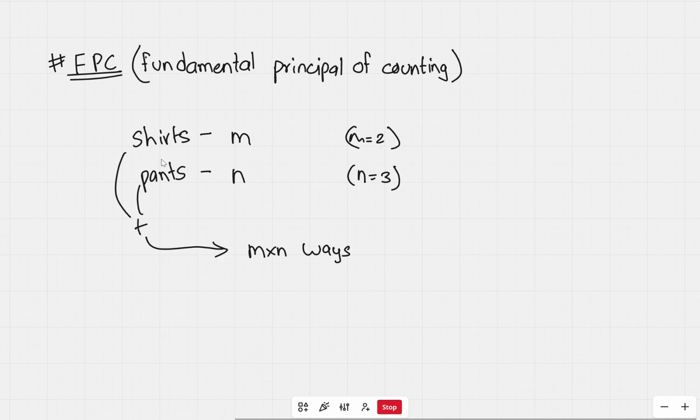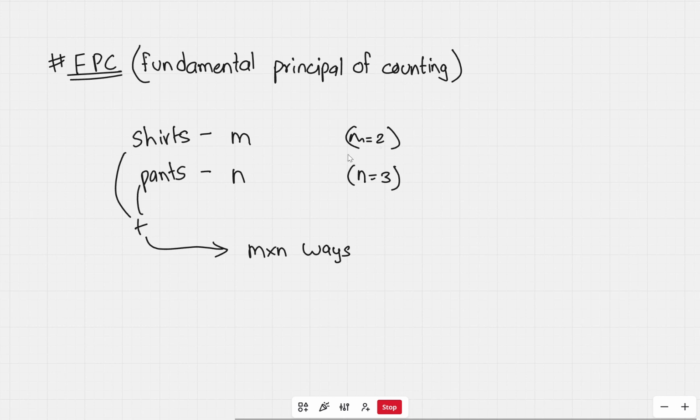Both tasks can be done in m into n ways. We have seen the example before, that we had 2 shirts and 3 pants. When we multiplied 2 by 3, we got 6. And by actually counting the number of possibilities, we also got 6. So this is the fundamental principle of counting.